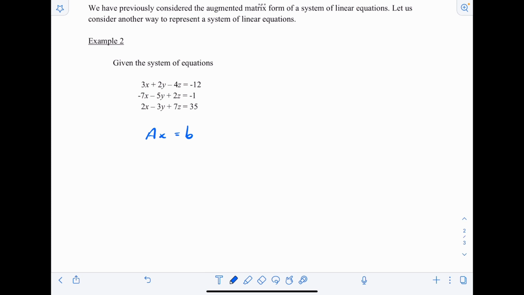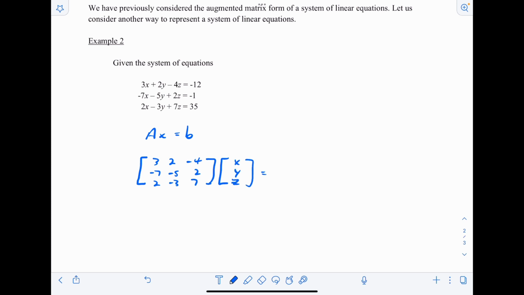So again, you've got to make sure those equations are in standard form, as always. But we're just going to write this with our coefficients first. So 3, 2, -4, -7, -5, and 2, and then 2, -3, and 7. And then we're multiplying it by X, and X again is just our variables. So in this case, we have an x, y, and a z.